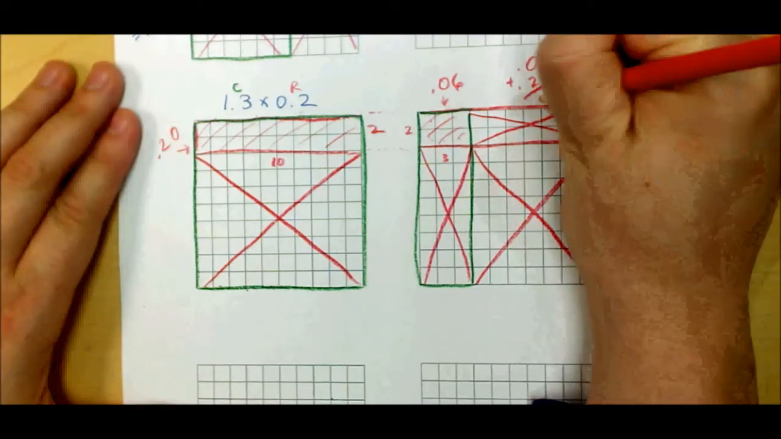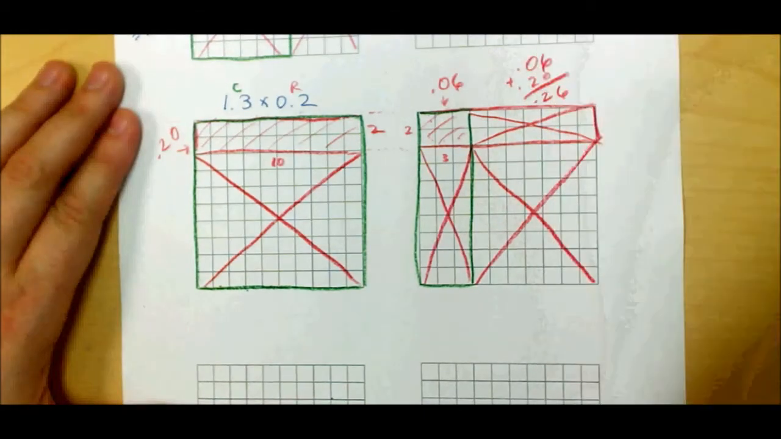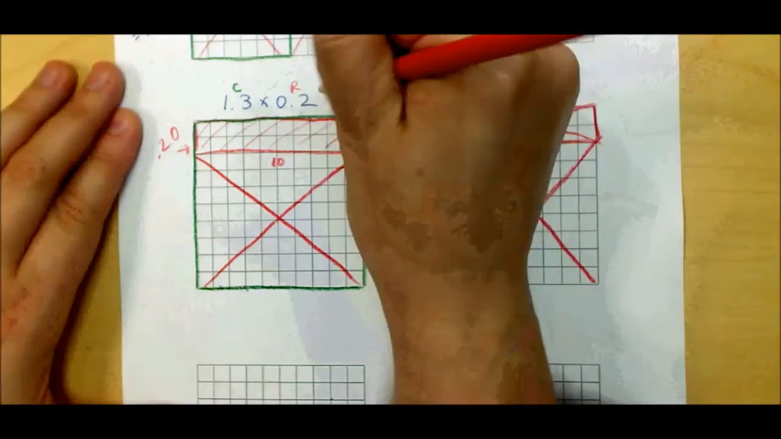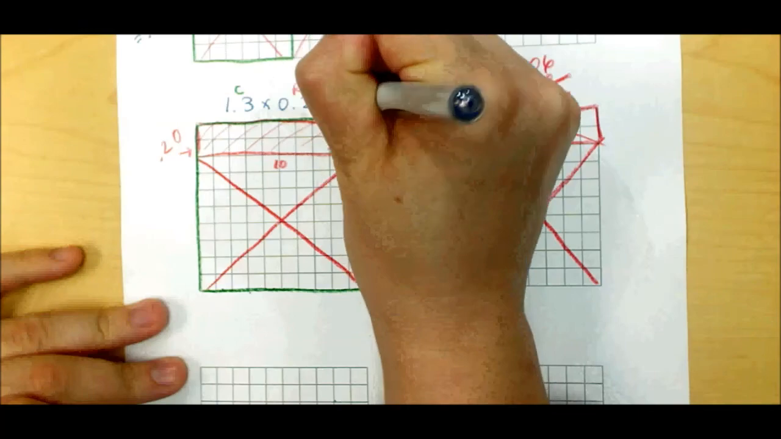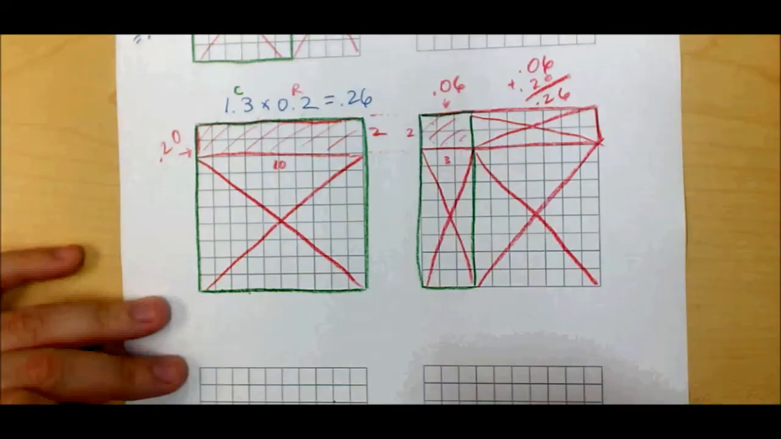So if you add those together, you get 26/100ths. And that is my answer to 1.3 times 0.2.